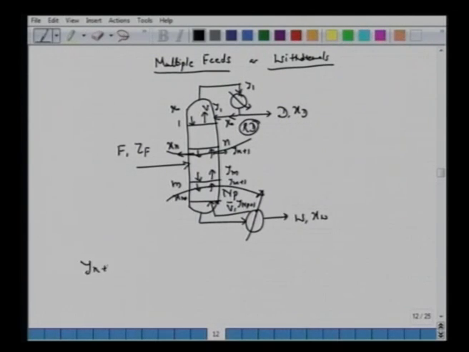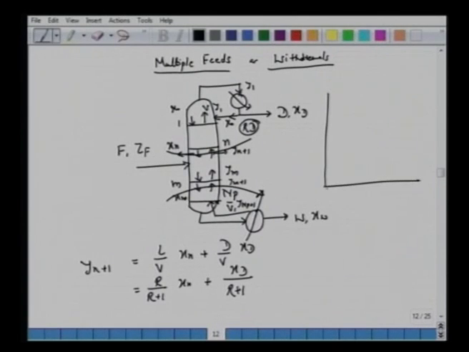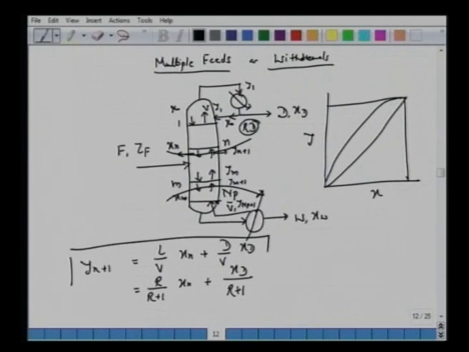We wrote the first equation for the top column as Yn plus 1 equals L by V Xn plus D by V Xt, which we also wrote as R by R plus 1 Xn plus Xt by R plus 1. Our approach was to first have the equilibrium curve. That's the thermodynamics; we started with y versus x. Then we made the species balance. So when we say we have written the operating equations, essentially this connects your Yn plus 1 to Xn.